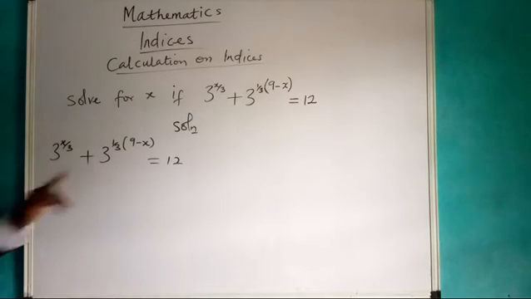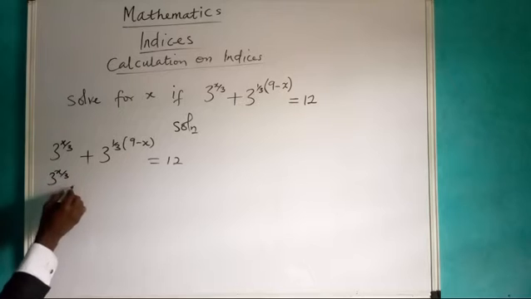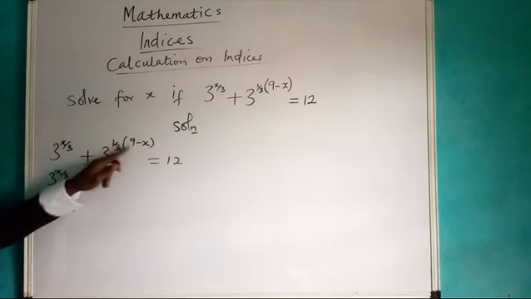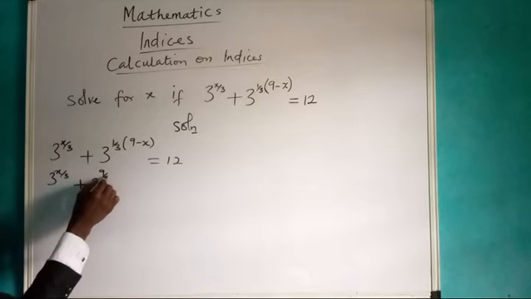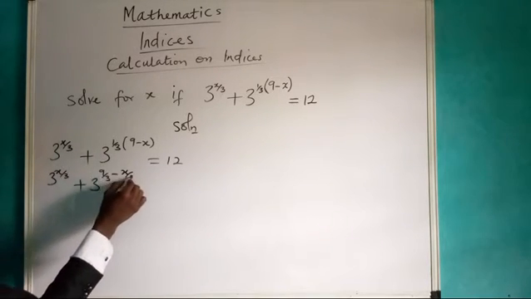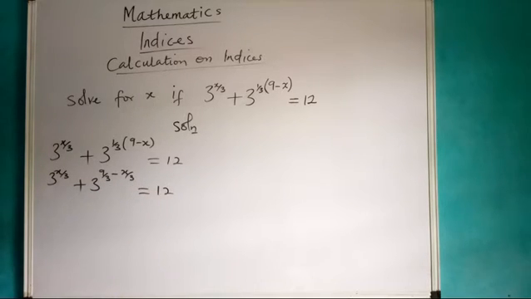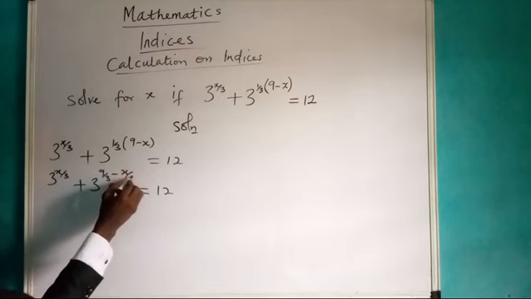Okay, the next thing is to open up this very exponent. And when we open up, we have 1/3 to open up. That 1/3 times 9 becomes 9/3. 1/3 times s, we have s/3 equal 12. Okay, we can still go further.